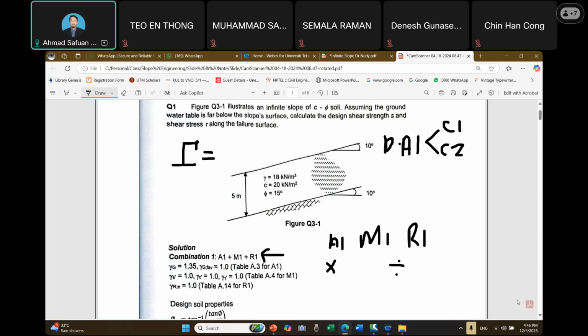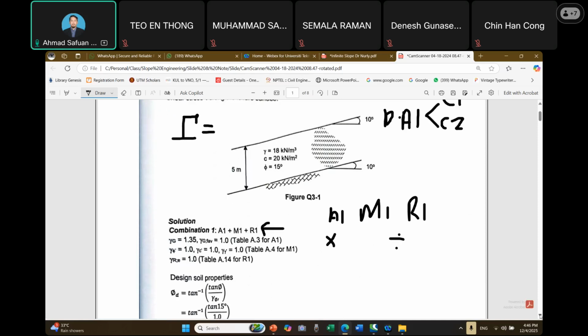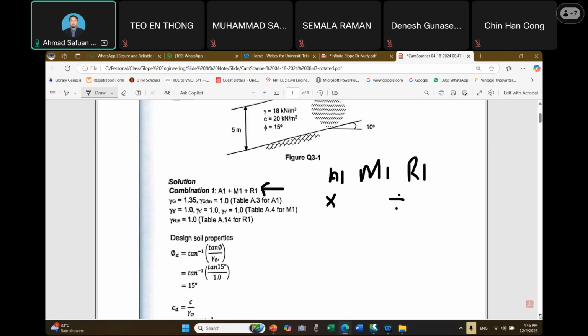So we look at this example. That is very brief. If you want to know in detail, I'm not sure at which subject we discuss, on the advanced foundation. In Advanced Foundation, I explain EC7 in detail.